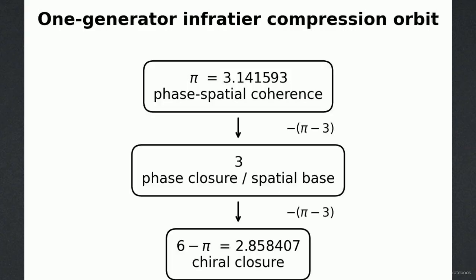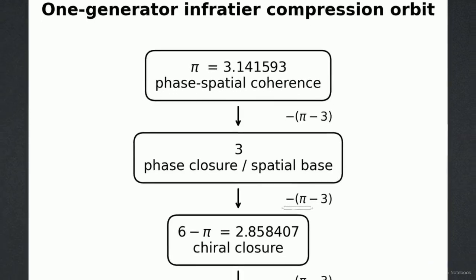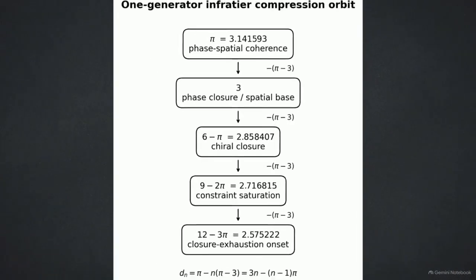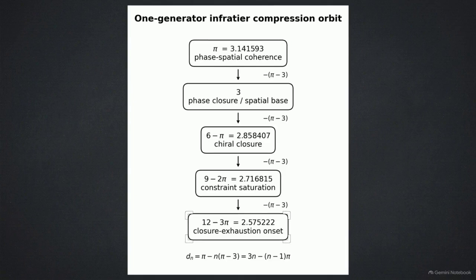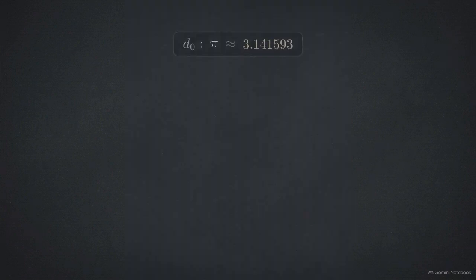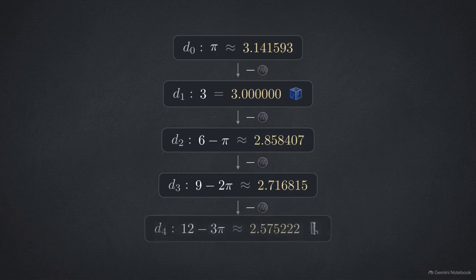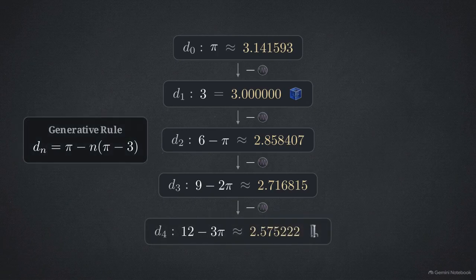This diagram shows the framework using this exact residue as a single universal compression increment. Subtracting it at each level generates an exact mathematical orbit, stepping from pi to 3 to 6 minus pi to 9 minus 2 pi and 12 minus 3 pi. This entire dimensional hierarchy is generated from that single phase spatial primitive. We never need to independently tune the numerical values for any subsequent tier.